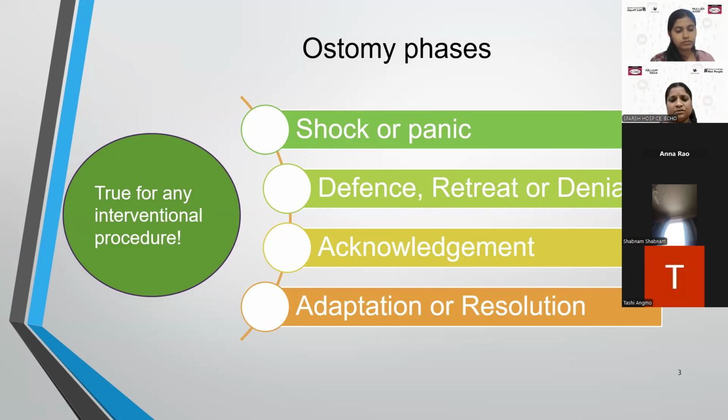I have done so many good works, so they would like to defend themselves, may retreat also, and they will totally deny. Then this starts the doctor shopping. They will take another opinion from another doctor, and go for further investigations and all sorts of things. Then comes acknowledgement. They may acknowledge that this may have occurred and I have to live with it, and slowly they move into the adaptation phase.